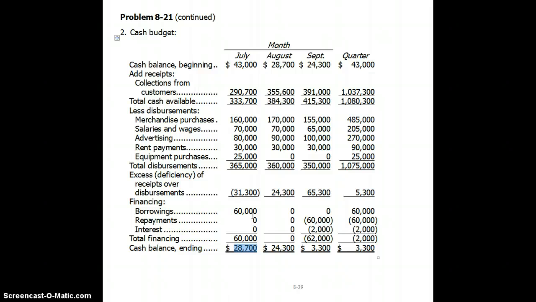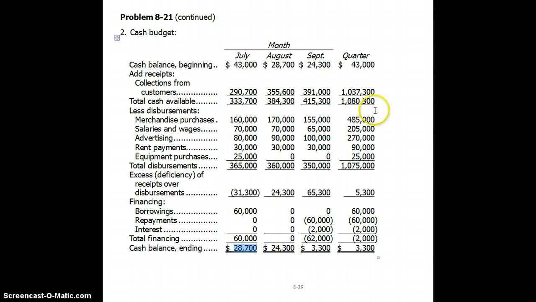We then list out our disbursements, which once again, the only real trick here is that the merchandise purchases is the actual merchandise purchased in July, paid for in August, to the amount of $170,000. So total disbursements $360,000, subtracted from our cash available of $384,300, gives us an excess of receipts over disbursements of $24,300, giving us an ending cash balance of $24,300. That becomes the beginning balance in September.